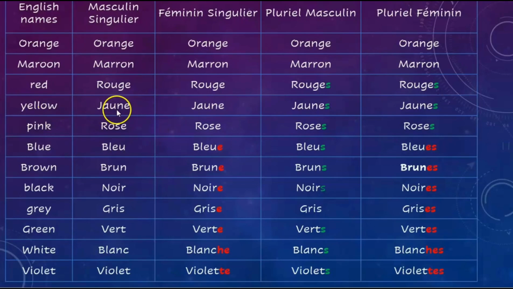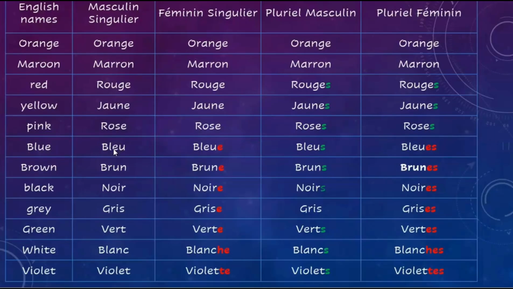Yellow. Jaune. Masculine singular is jaune. Feminine singular is jaune. For plural, we add s to both the forms, masculine and feminine, because e is already there. Now we move to pink. Rose. For masculine and feminine, spelling stays the same, pronunciation stays the same. To make it plural, we add s to masculine and feminine. Rose.